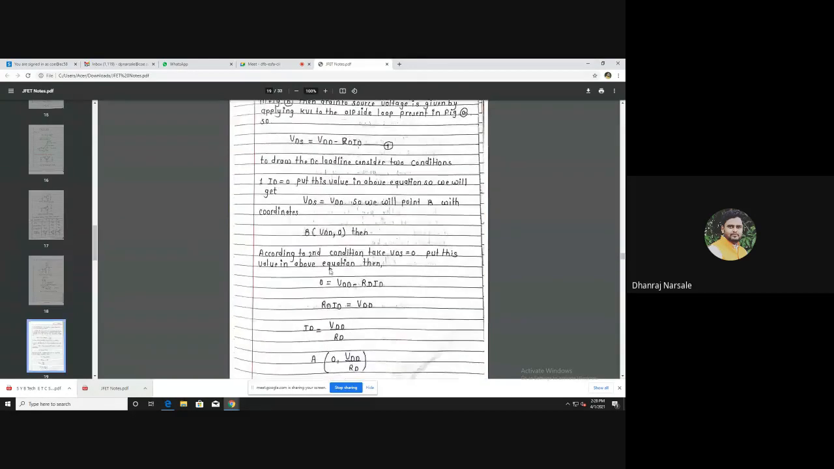त्याला सेकंड कंडिशन, पहिली कंडिशन काय म्हणली होती, we have taken the ID is equal to 0. सेकंड कंडिशन will take the VDS is equal to 0, the voltage between drain and source that is equal to 0. म्हणजे जर हे इक्वेशन मध्ये VDS इज इक्वल टू 0 पुट केलं, we put the VDS is equal to 0 in this equation number 1, then 0 is equal to VDD minus RD into ID. मग काय होणार, मग हीच राईट साईडला घेतलं तर RD into ID is equal to VDD. म्हणजे ID काय येणार, VDD divided by RD. VDD divided by RD, this is the value of ID.